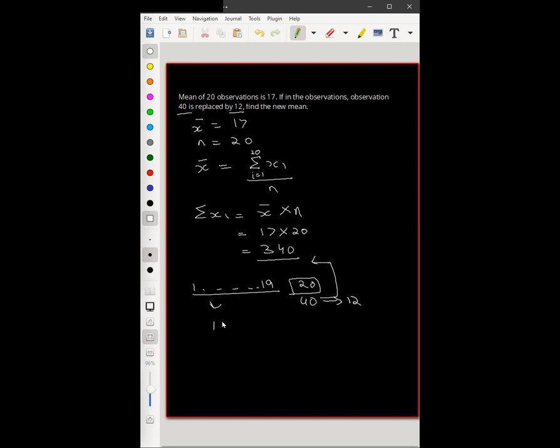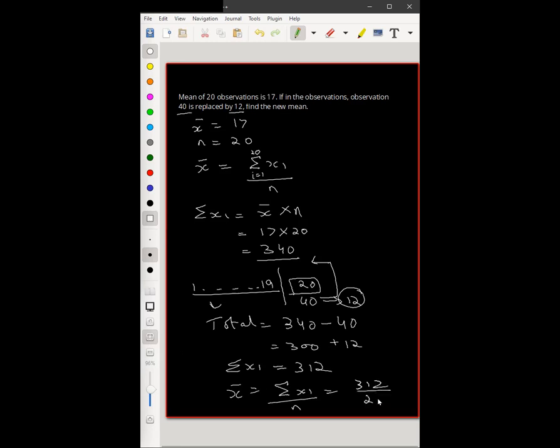So my total, which was 340, if I subtract 40, I'm remaining with 300. So I have the total till here now. And I'm going to add 12 because now I need to add this value. So what will my new total become? So my new sigma xi will become 312, right? Now x bar is again sigma xi upon n, which is 312 upon 20, which will be equal to 15.6.